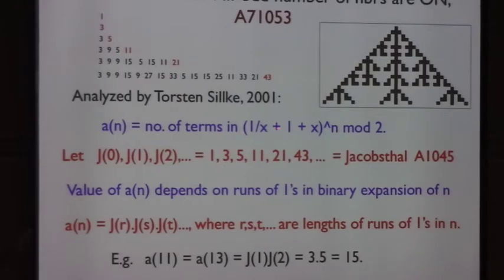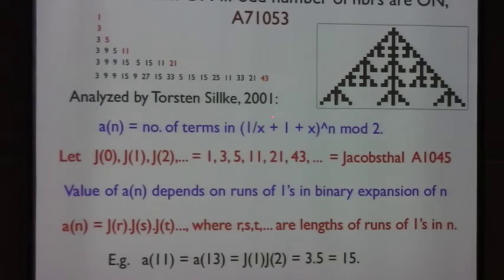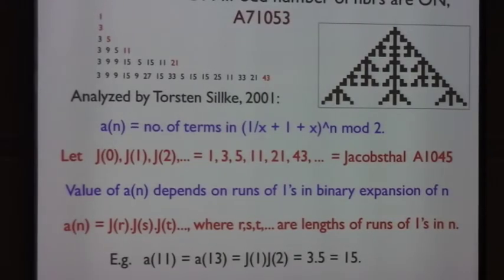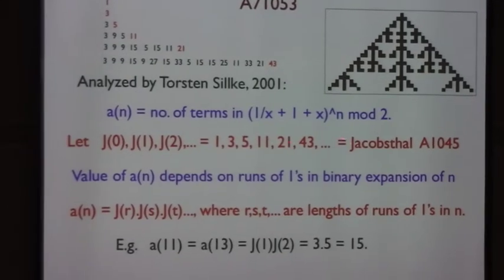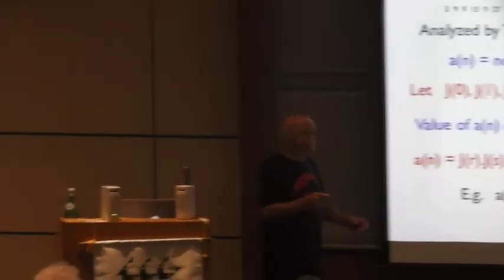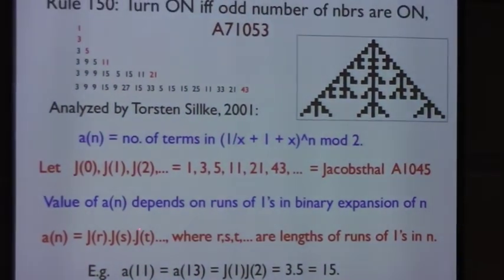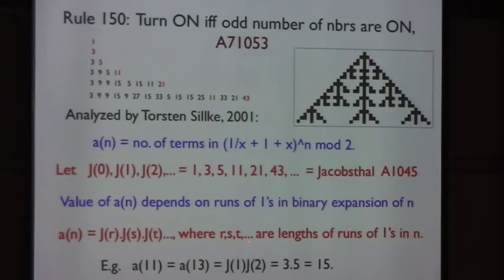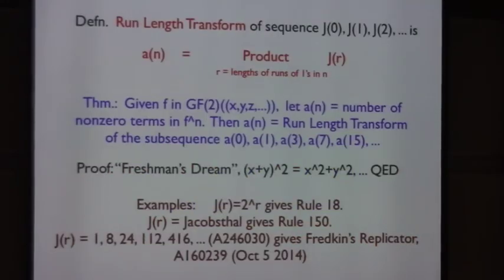Namely, this is equivalent to what he did: take the Laurent polynomial 1/x + 1 + x, raise it to the nth power, and look at the number of non-zero terms. That's the sequence. If you want to know the nth term, write n in binary and look at the runs of ones in the binary expansion of n, which determines the sequence. There's an underlying sequence, the Jacobsthal sequence, and the nth term depends on the product of that sequence evaluated at the lengths of the runs of ones in the binary expansion. So I generalized this into something called the run length transform. You can do this for any sequence.